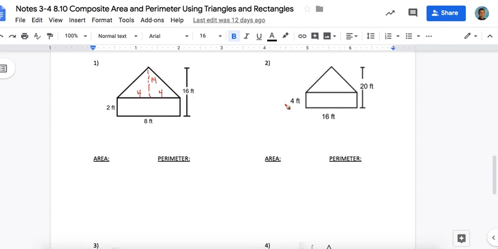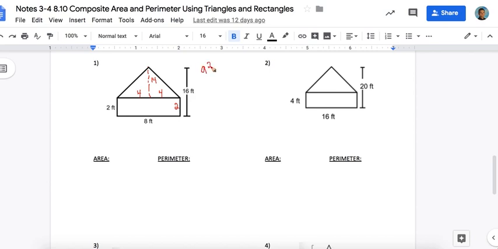Now, let's say this side is missing, so I need that for the perimeter. This side is 2 because opposite sides are congruent. So now I have to find this side and this side by using the Pythagorean Theorem. All I have to do is use the Pythagorean Theorem to calculate the hypotenuse, and I will have this one and this one, because they're both the same.